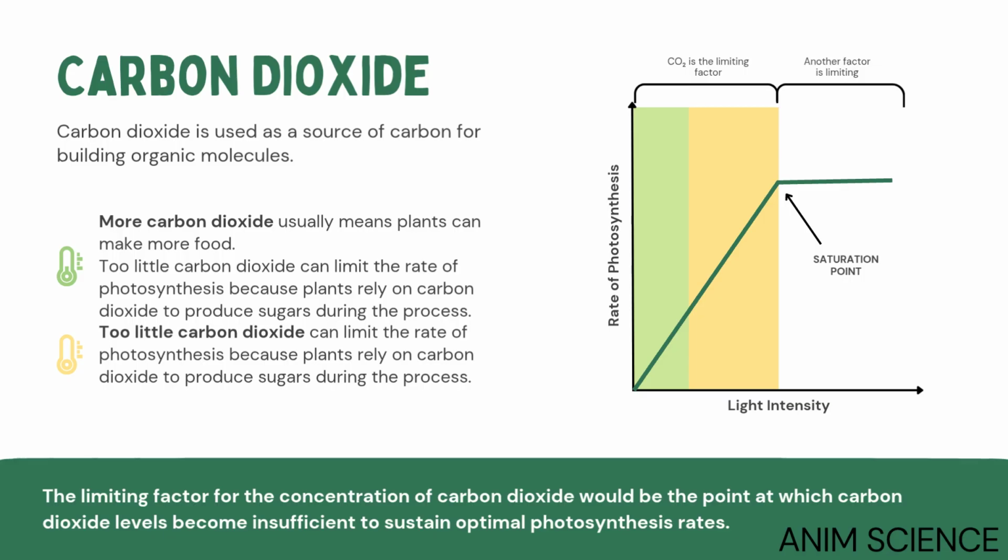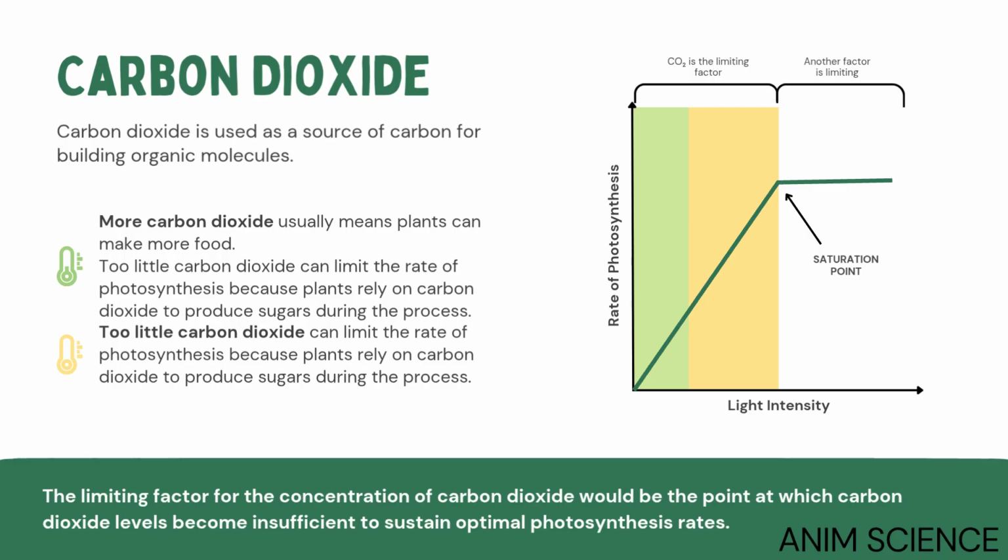However, just like light intensity, this increase does not continue forever. After a certain point, the graph becomes flat. This point is known as the saturation point. At this stage, increasing carbon dioxide concentration further does not increase the rate of photosynthesis. Why does this happen? Because now other factors, such as light intensity or temperature, become limiting factors. So even if there is plenty of carbon dioxide, the plant cannot increase photosynthesis beyond this limit. This clearly shows that photosynthesis depends on multiple factors working together.